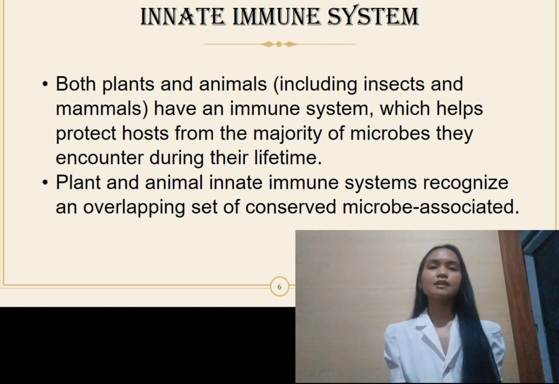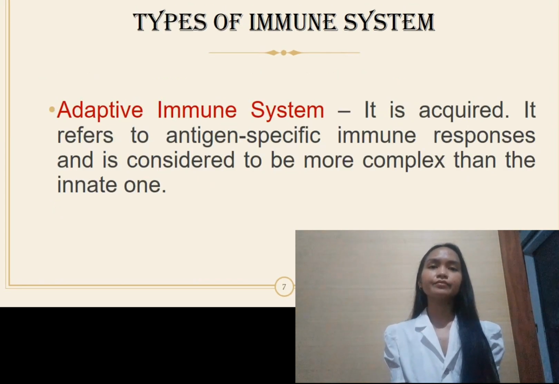Both plants and animals, including insects and mammals, have an innate immune system, which helps protect hosts from the majority of the microbes they encounter during their lifetime. Plant and animal innate immune systems recognize an overlapping set of conserved microbe-associated patterns. While when we say adaptive immune system, it is acquired. It refers to antigen-specific immune response and is considered to be more complex than the innate one.